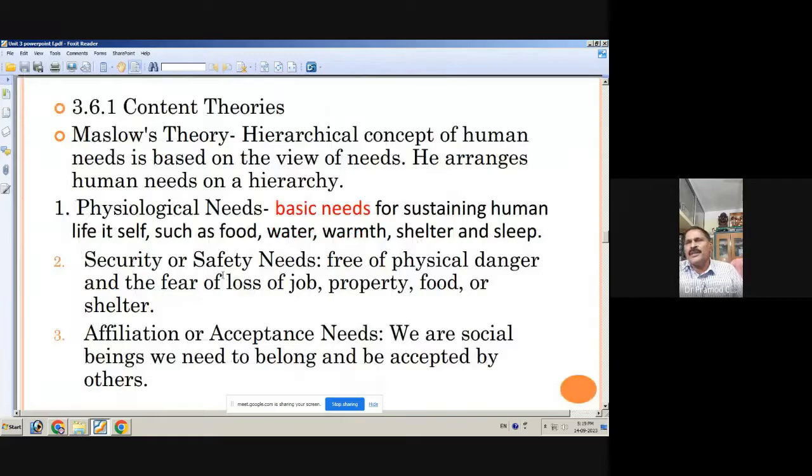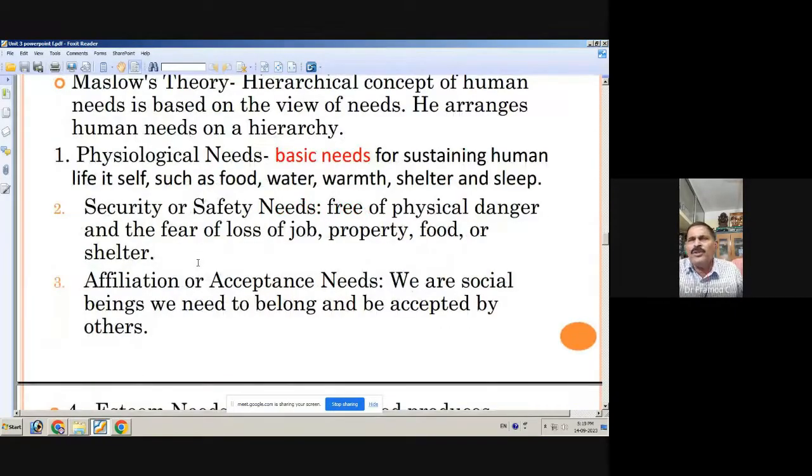First is physiological needs. Physiological needs mean the basic needs of ourselves, that is the food, water, shelter, and sleep. These are all the basic needs of ourselves. We want to satisfy them. But how can we satisfy them? If there is no security, if there is no safety to fulfill the needs, then definitely we cannot do that. There should not be any physical danger, and there should not be the fear of the loss of the job or property or food or shelter.